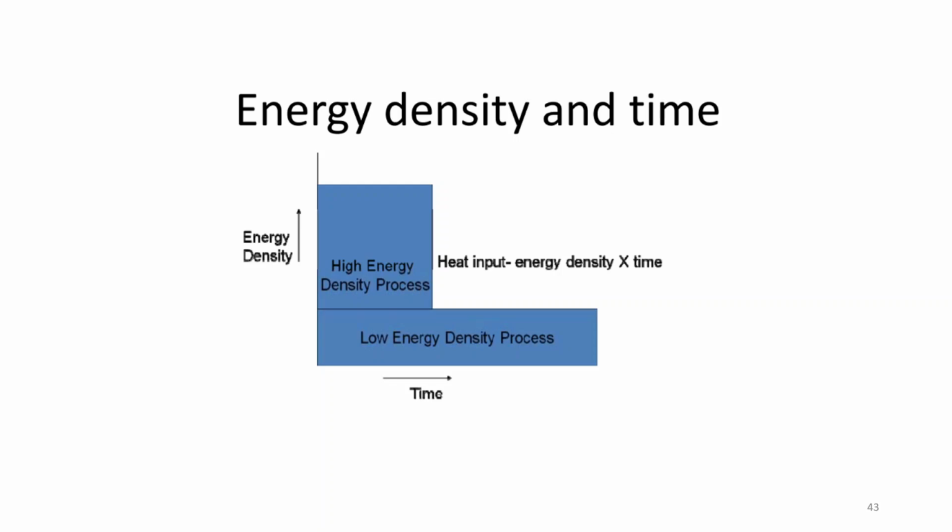Now energy density and time. How do these relate? Total heat input will be energy density times the time. So if the energy density of a particular welding process is low, then you will have to provide extra time to reach the exact heat input required for the welding. And if you have a high energy density process, then you will require less time.